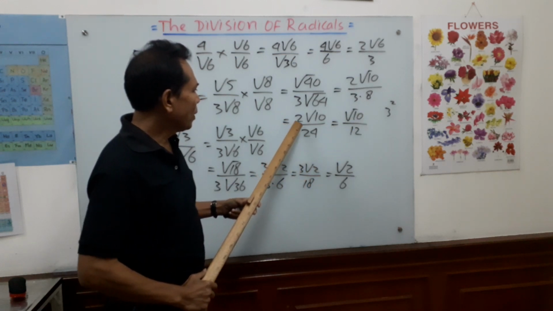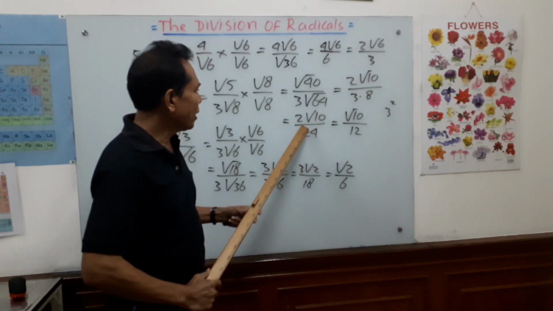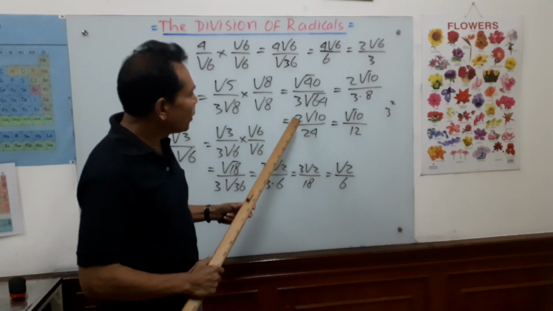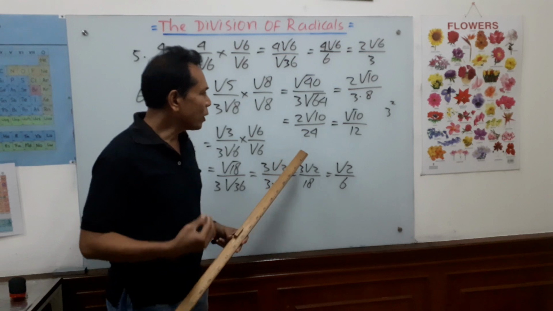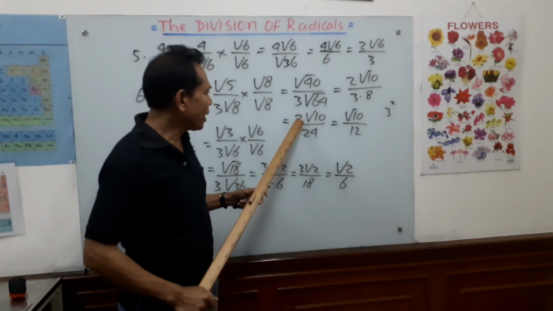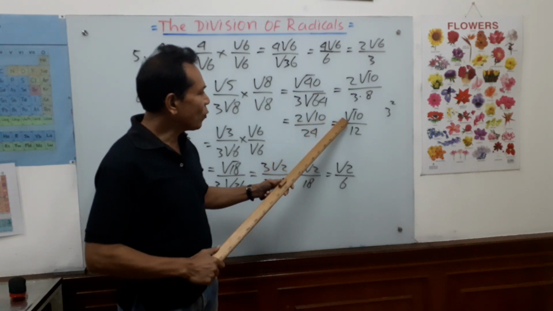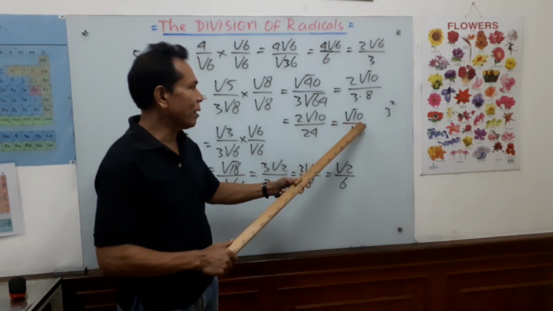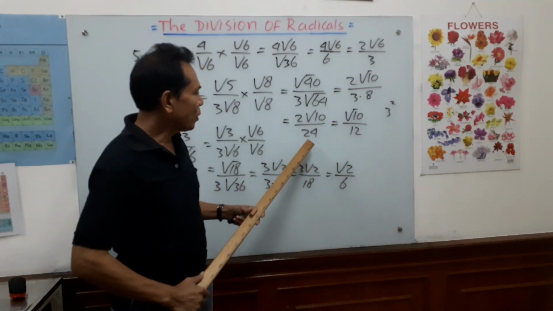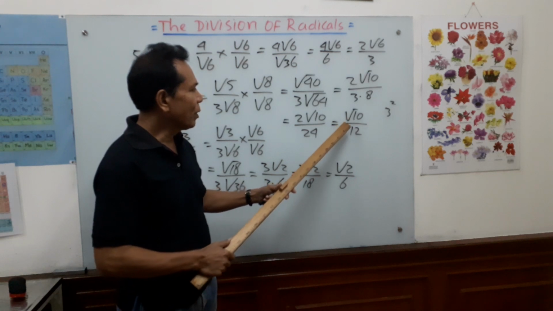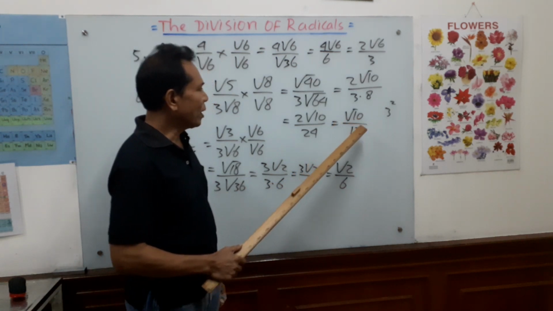So here we have 2 square root 10, we put here, 2 square root 10 over 24. Now, we simplify this. We pick a number with which we can divide the numerator as well as the denominator. So we take 2. 2 divided by 2 is 1. So 1 square root 10. But we don't write 1. We just write square root 10 here. So square root 10. 24 divided by 2 is 12. So your final answer for number 6 is square root 10 over 12.